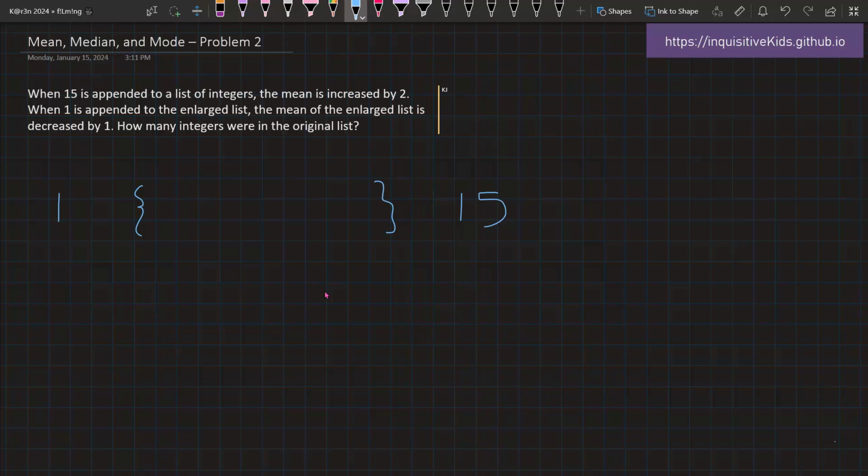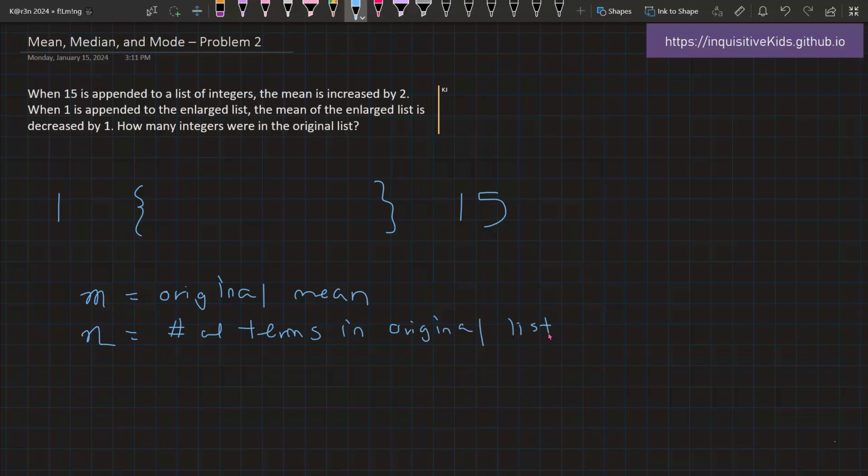So we can start by setting some variables. Let m equal the original mean. M is equal to the original mean. And let's let the other variable n equal the number of terms in the original list. And finally, since we have the mean and the number of terms, we know that the original sum of the numbers would just be them multiplied together, giving us the original sum. So we have essentially two variables, m and n, to help us write out our equivalent relationships.